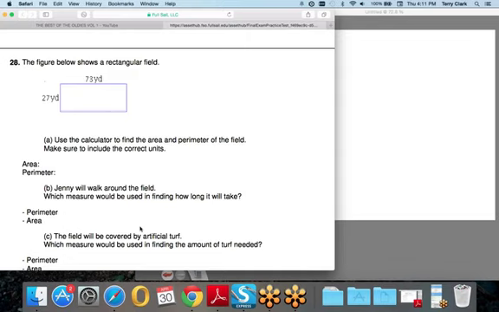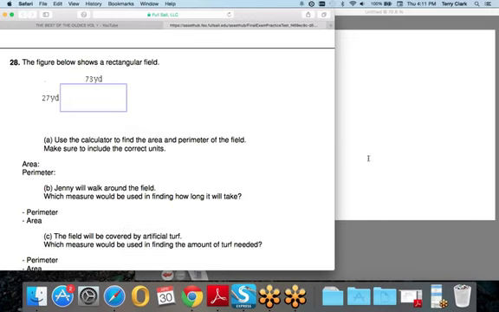It says Jenny will walk around the field. Which measure will be used in finding how long it would take? Okay, so if she's going to walk around the field, not inside the field, but around the field, that's going to be the perimeter, because the perimeter covers the outside. Okay, and that's where she's walking around, on the outside of the field.